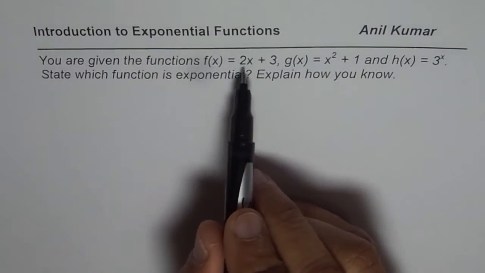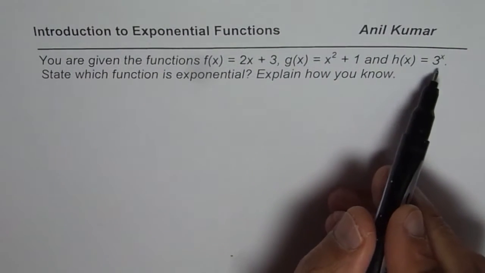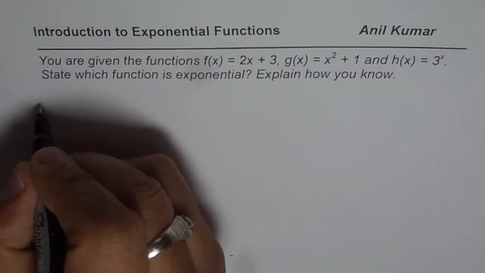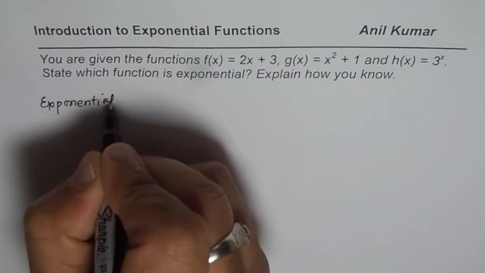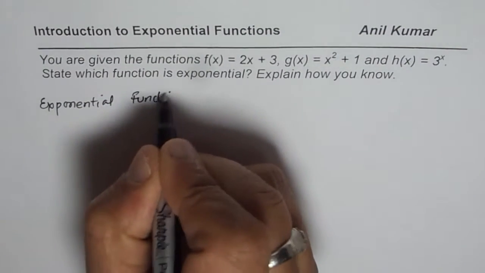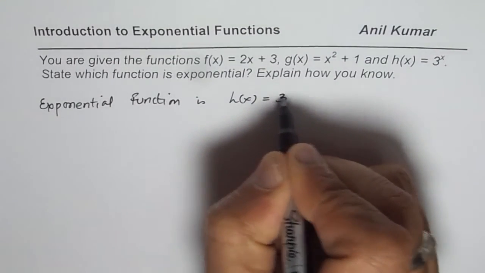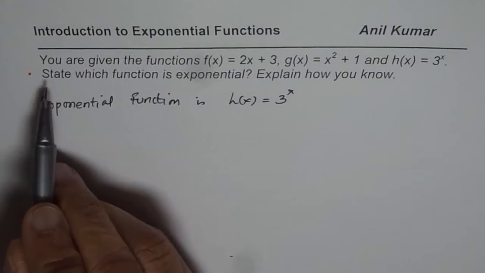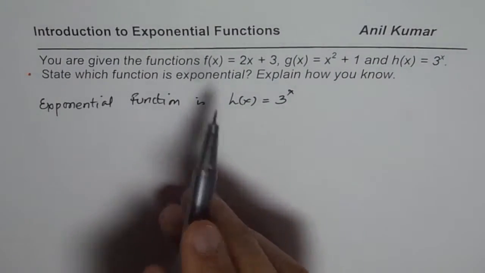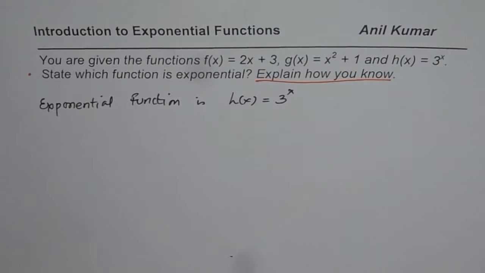Now clearly f of x is a linear function, g of x is a quadratic function, and h of x is an exponential function. So we can say that the exponential function is h of x equals 3 to the power of x. Now we need to justify our answer. The question is, state which function is exponential and then explain how you know.